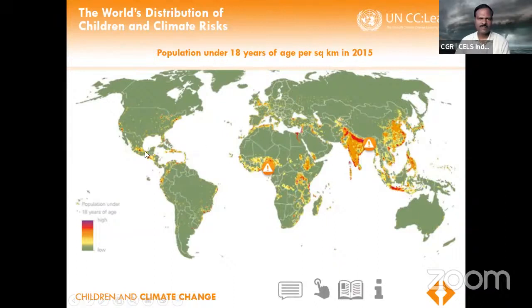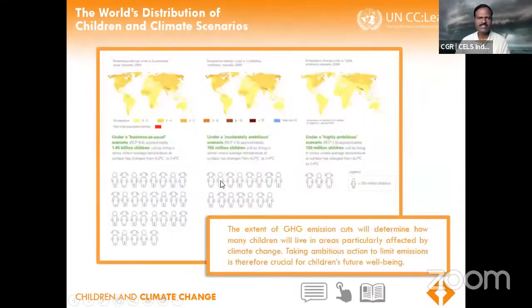And these are some of the highly impacted areas globally due to climate change. So, the world's distribution of children and climate scenarios. How many children would be affected? The numbers are given here.